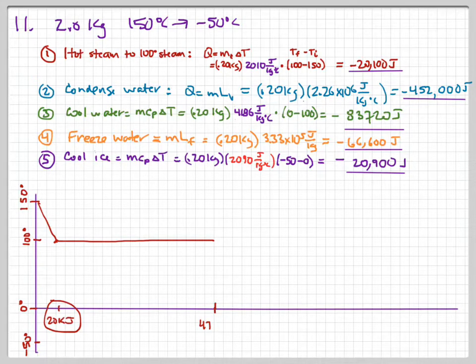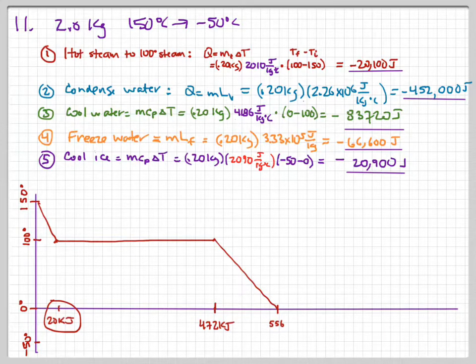And then the next one is going to be 450,000. So I add that to 20 for a total of 472,000. And so 472 is where my next data point is going to be. And notice the temperature stays at 100 degrees because we don't change temperature when we're changing phase, going from steam to liquid.